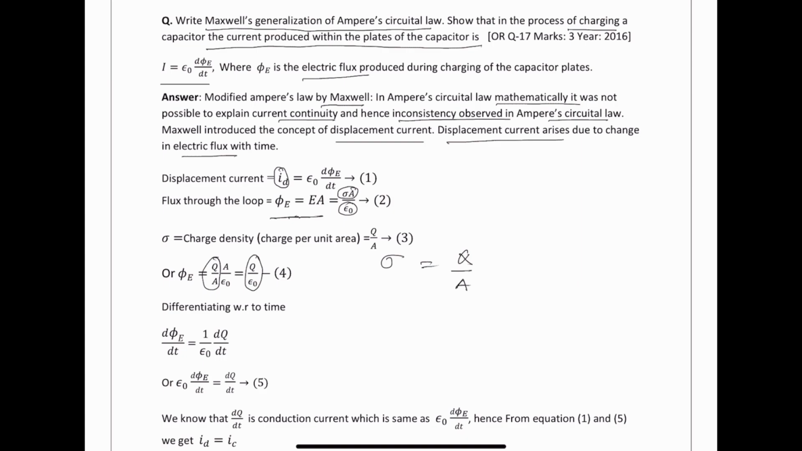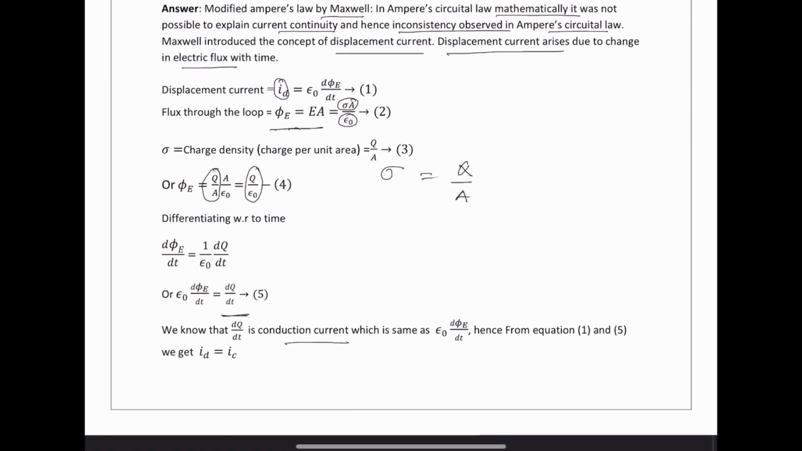If we equate it, we find that d phi E by dt equals 1 by epsilon 0 dq by dt. Rate of change of charge. So therefore epsilon 0 into d phi E by dt is dq by dt. Okay, this is the current, the rate of change of charge is current. So this is the conduction current, which is the same as epsilon 0 d phi E by dt. Hence from equation 1 and equation 5, the displacement current is equal to IC.